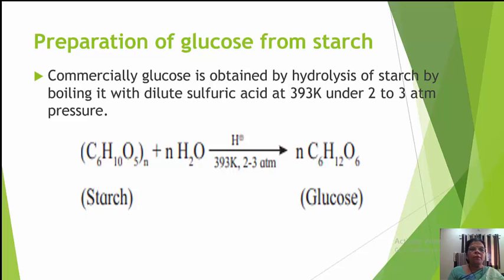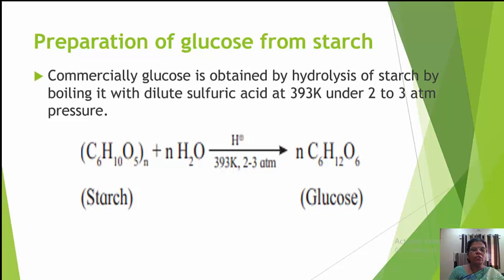Now we are going to see preparation of glucose from starch. Commercial method for the preparation of glucose. Commercially, glucose is obtained by hydrolysis of starch by boiling it with dilute sulfuric acid at 393 Kelvin under 2 to 3 atmospheric pressure. The reaction is given below.